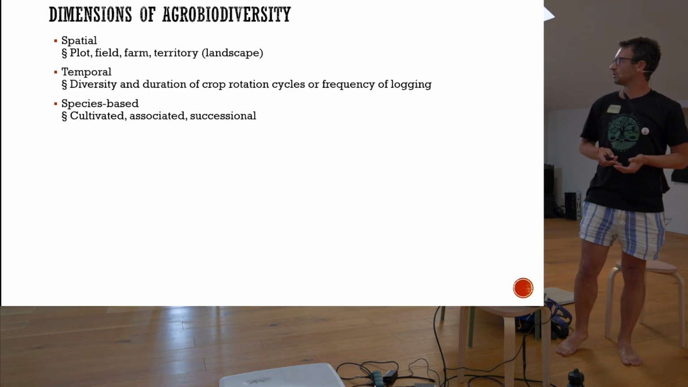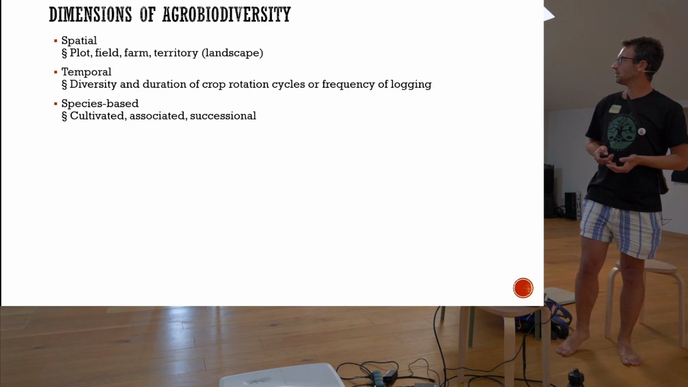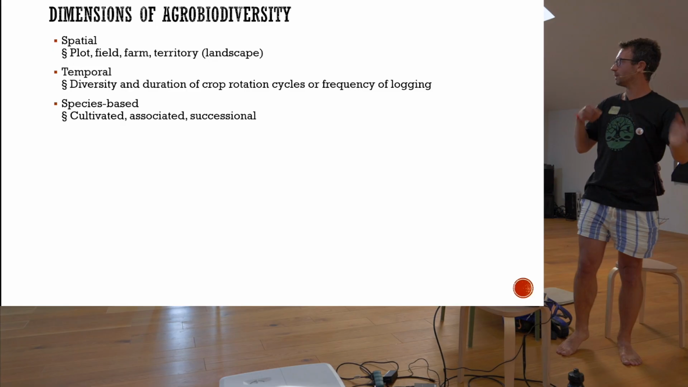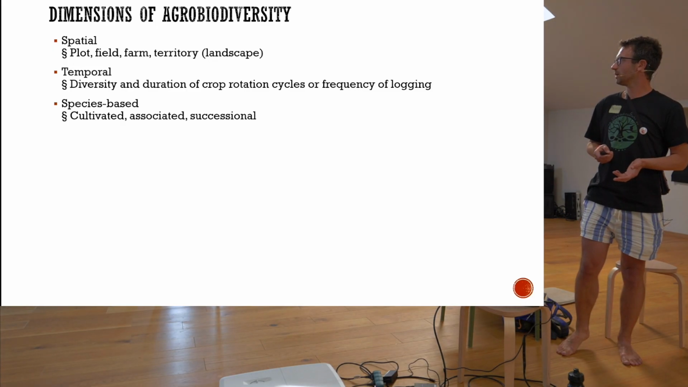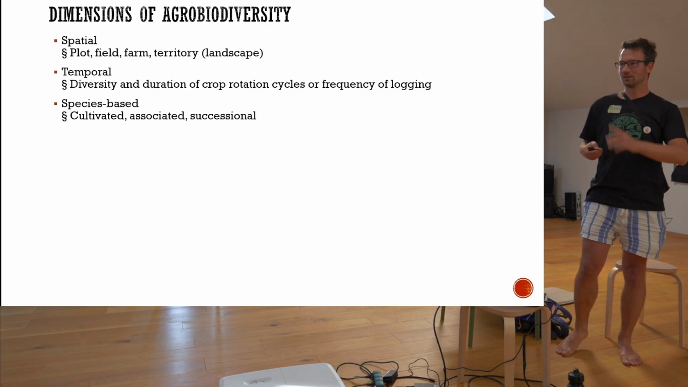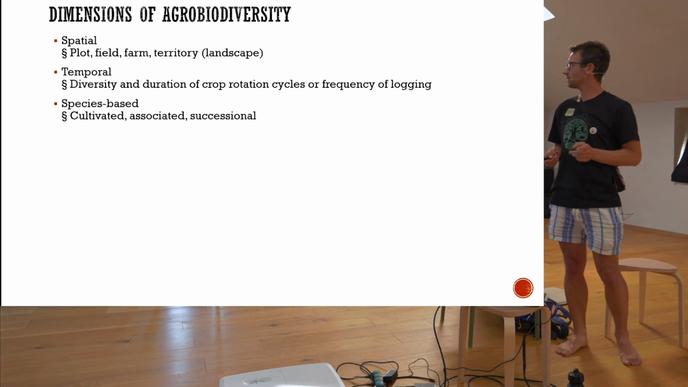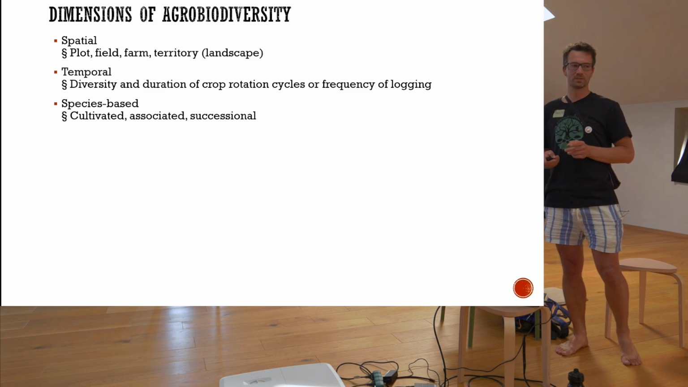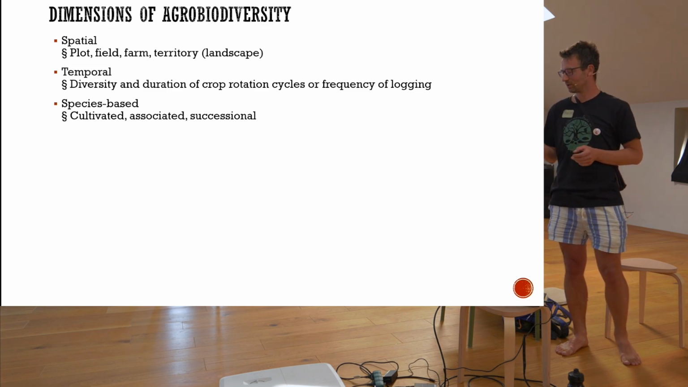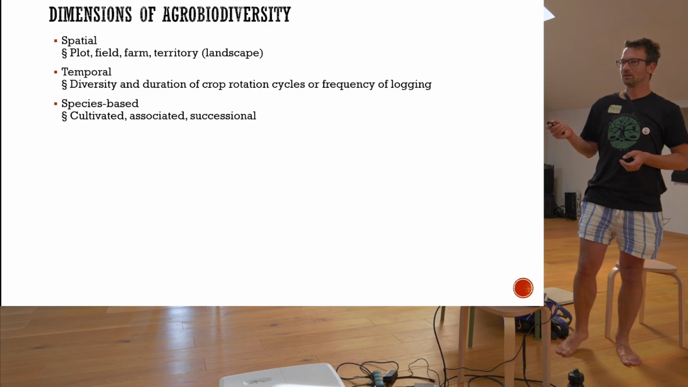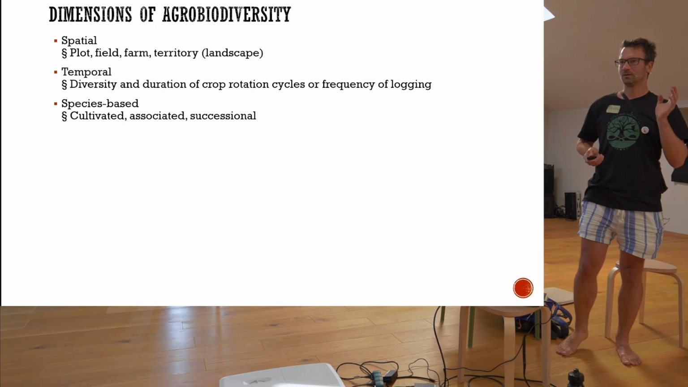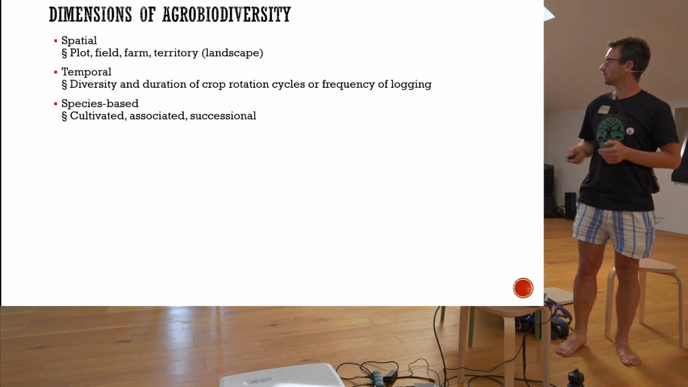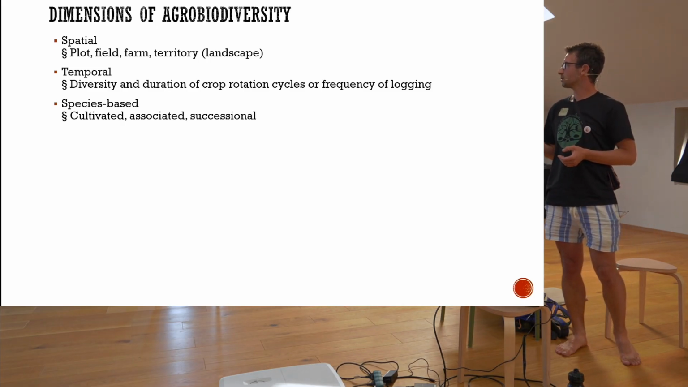So moving closer to biodiversity, there are three dimensions of biodiversity. What can we do on plot, field, farm, and territory? There are also temporal dimensions, like the duration of crop rotation, and what kind of crops we include in this crop rotation. If you are talking about bioenergy production, willow or poplar, it's the frequency of lodging, and also species diversity.